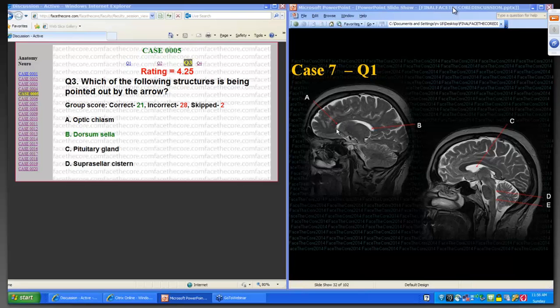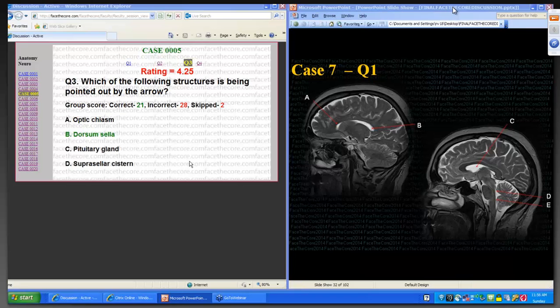Well, it looks like they're just pointing to a portion of the frontal horn of the lateral ventricle. It looks more like the roof of the frontal horn, more like the ependyma. It wasn't part of the answer anyway. It's not an area where there's choroid.